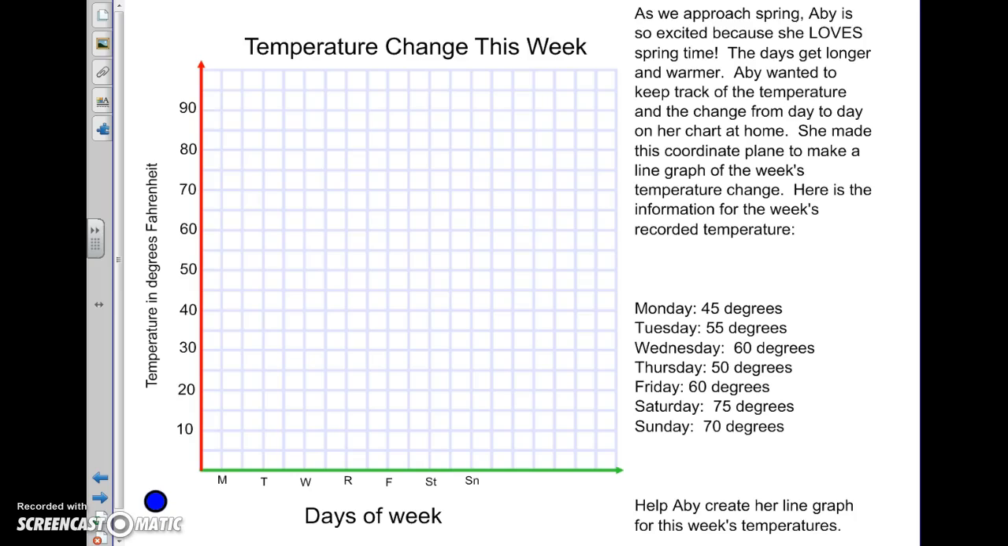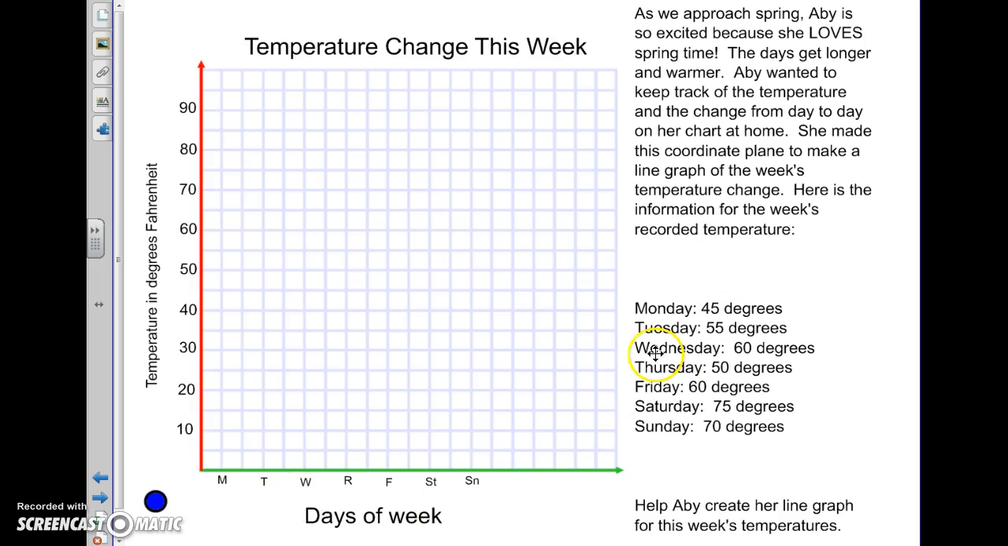Monday was 45 degrees, Tuesday 55 degrees, Wednesday 60, Thursday 50, Friday 60, Saturday 75 degrees, and Sunday it was 70 degrees. So quite a bit of change in that week. And what we want to do today is help Abby create her line graph for this week's temperatures. So how are we going to do this?